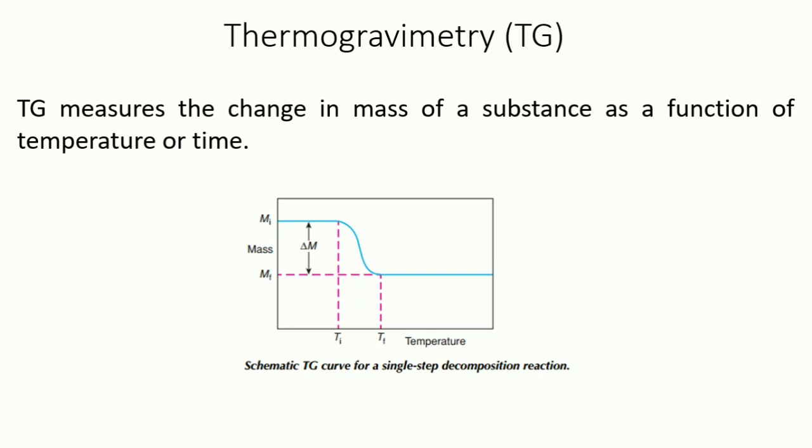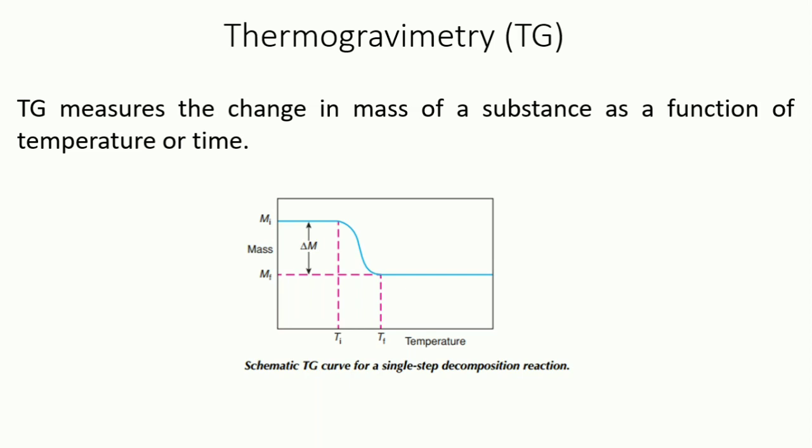By contrast, the temperatures Ti and Tf depend on variables such as heating rate, nature of the solid, for example its particle size, etc., and the atmosphere above the sample.